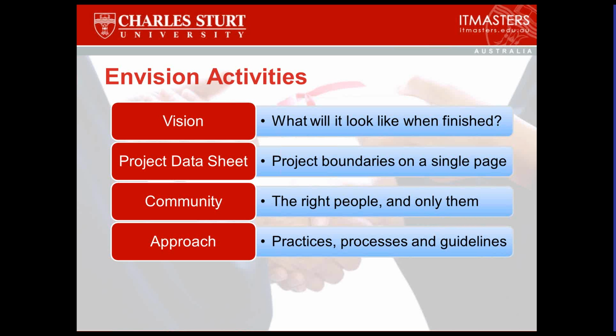Now, the project data sheet is all of the project boundaries on a single page. So it's the requirements, the objectives that must be there, and the constraints that must apply. And it's all listed out in one page so that it's easy to see at a glance. But then we get to community. And this is where it becomes a little bit more important.